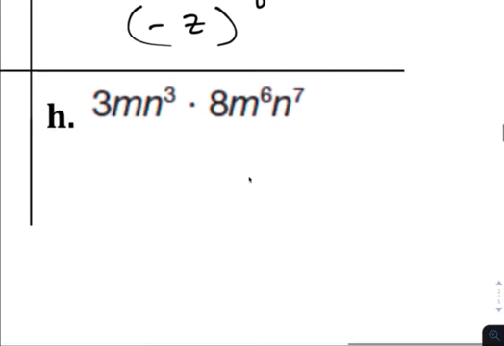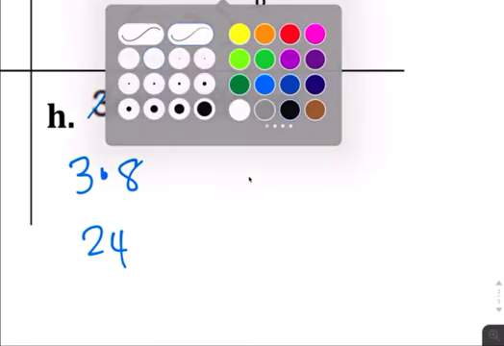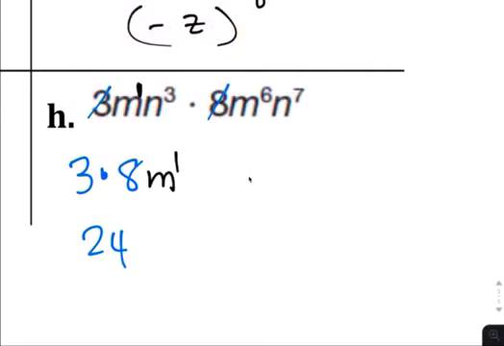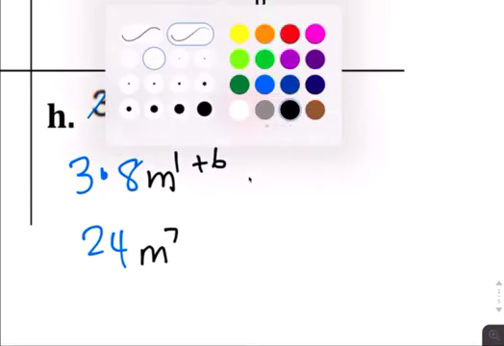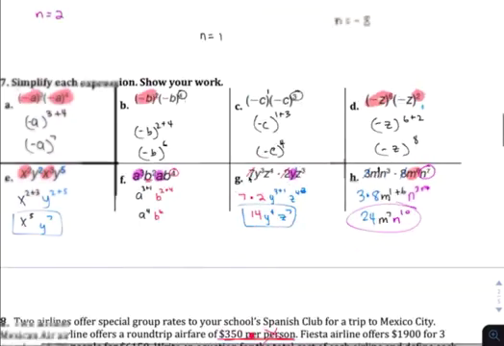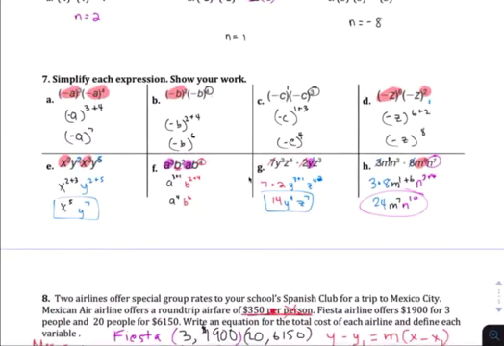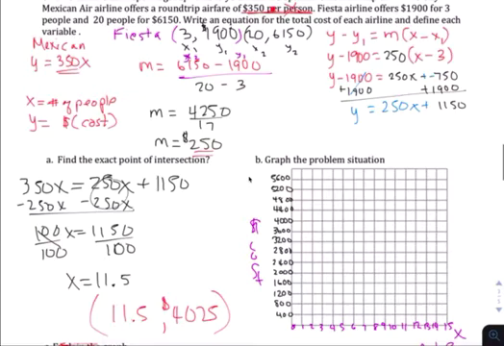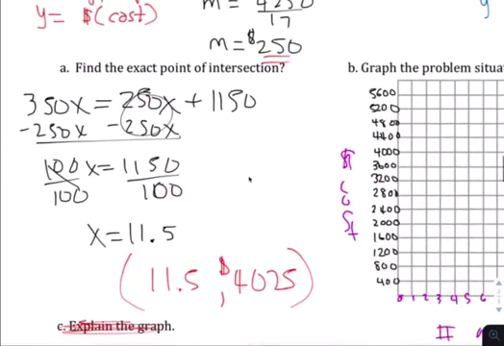Okay. Here's 3 times the 8. It's 24. M to the 1 plus the 6 right here. Got m to the 7th. N, you got 3 here and then 7 here. That's your answer.